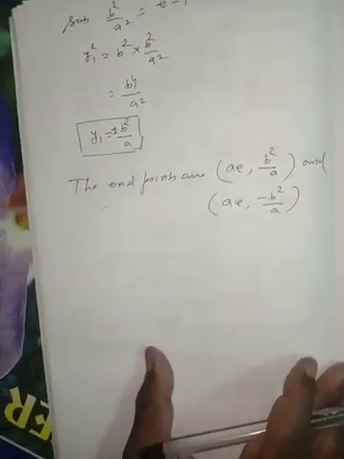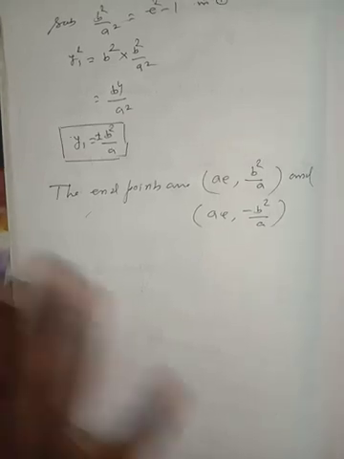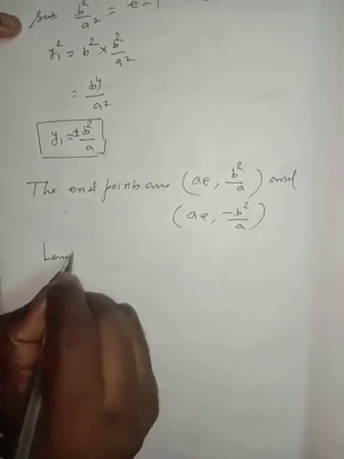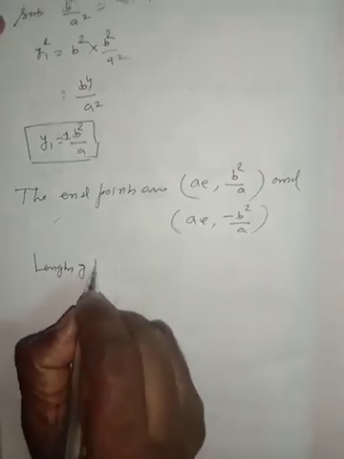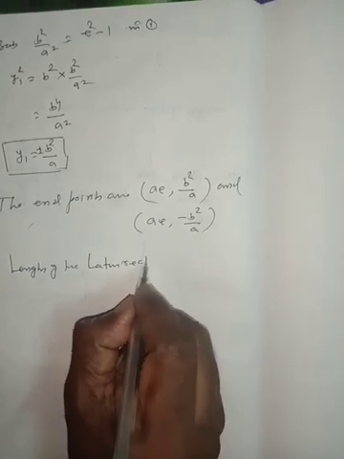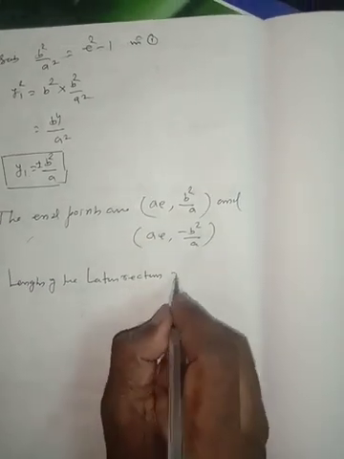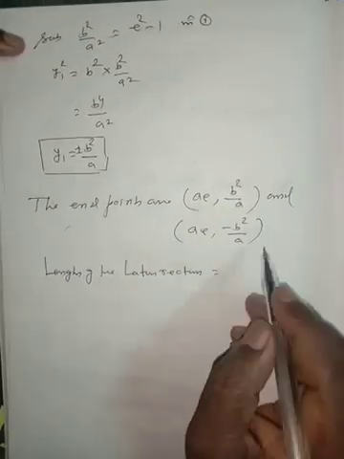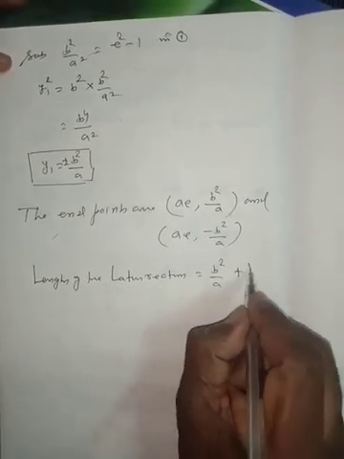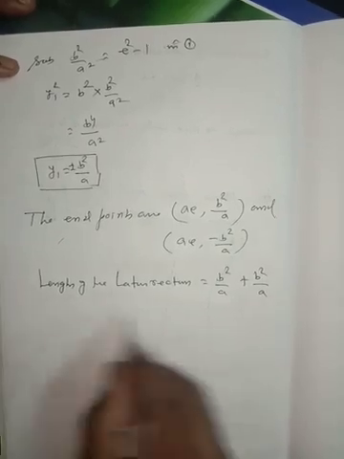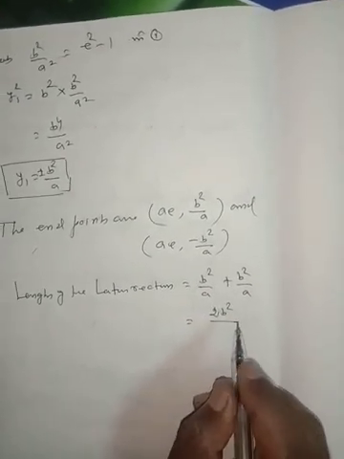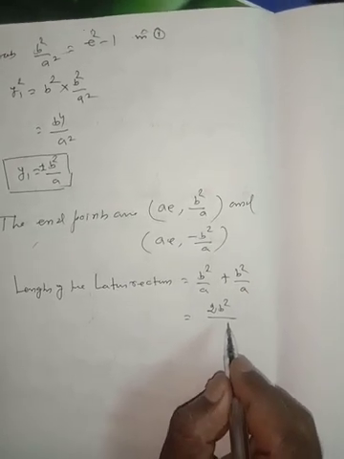Now, the length of the latus rectum is equal to L plus L dash, which is b square by a plus again b square by a, which is equal to 2b square divided by a.